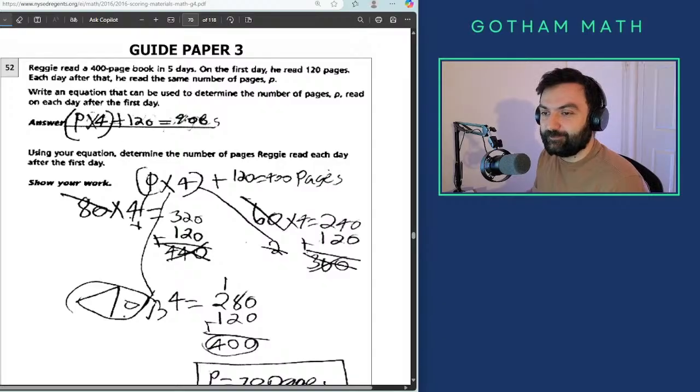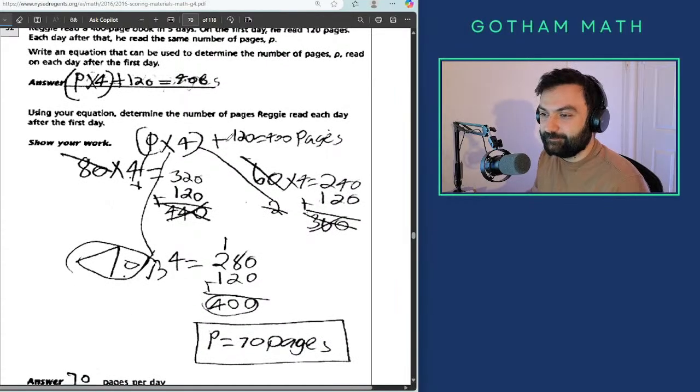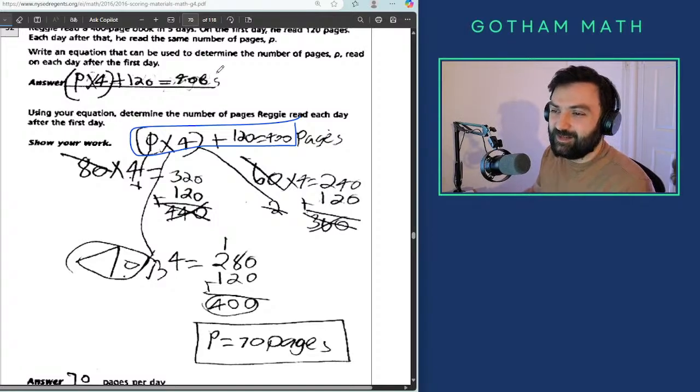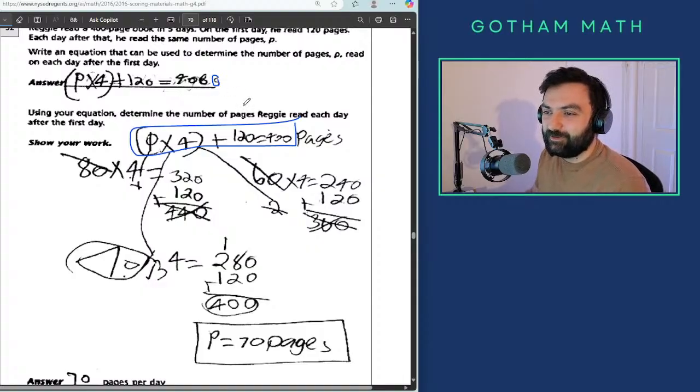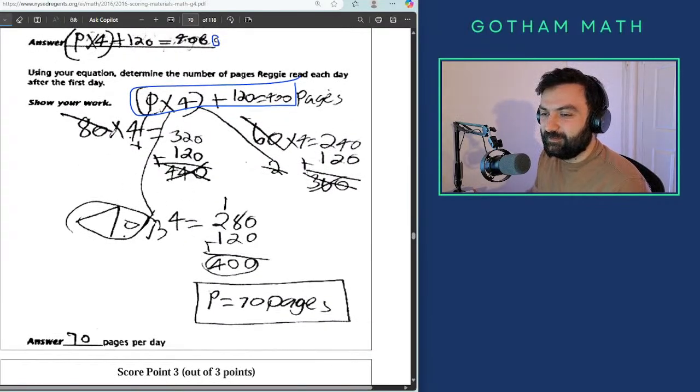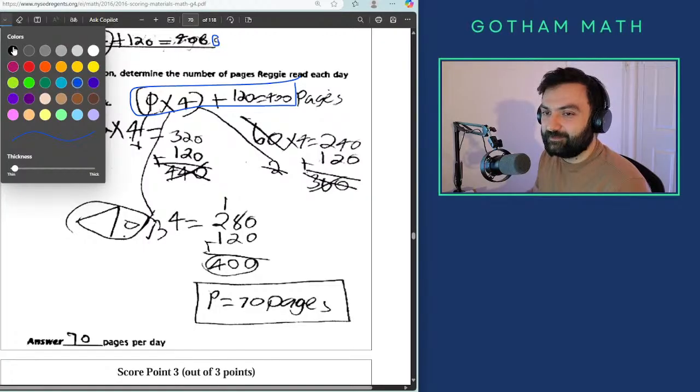Well, this guy's writing is messy. Okay, so p times 4, plus 120 equals 400. Messy, but actually this is kind of right. If this is 400, what does it say? Is it zeros there? 400 pages, obviously 400, but it looks like he just kind of erased it. Yeah, he's very messy.